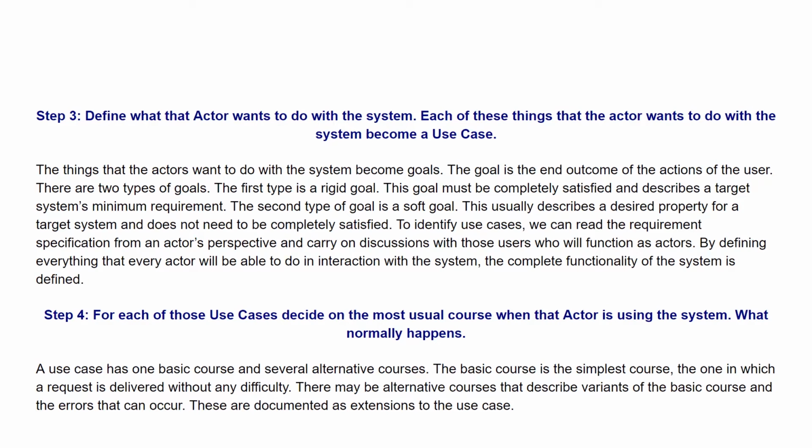A use case has one basic course and several alternative courses. The basic course is the simplest course, the one in which a request is delivered without any difficulty. There may be alternative courses that describe variants to the basic course and the errors that can occur. These things are documented as extensions to the use case.